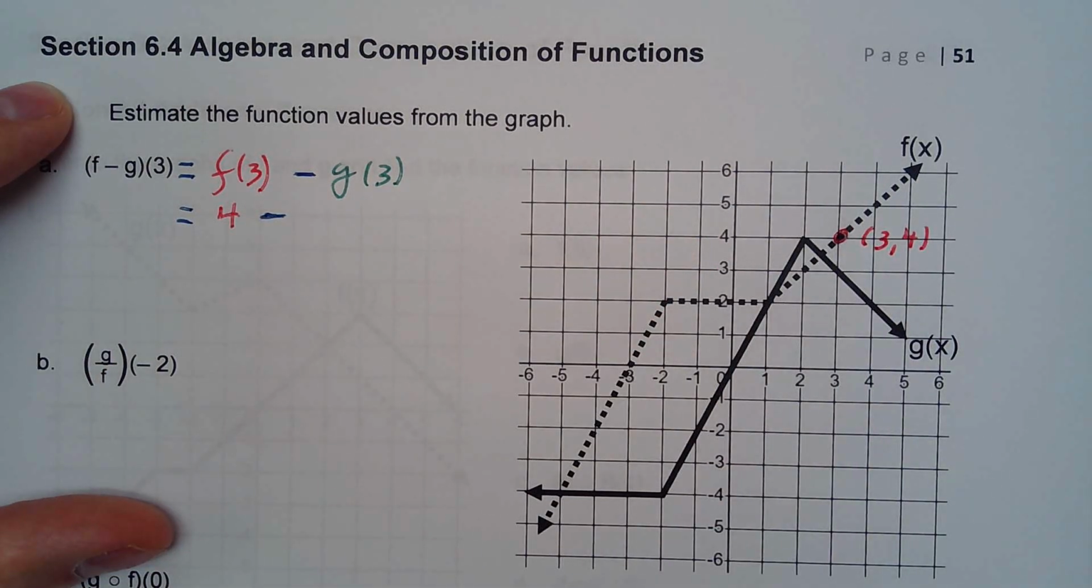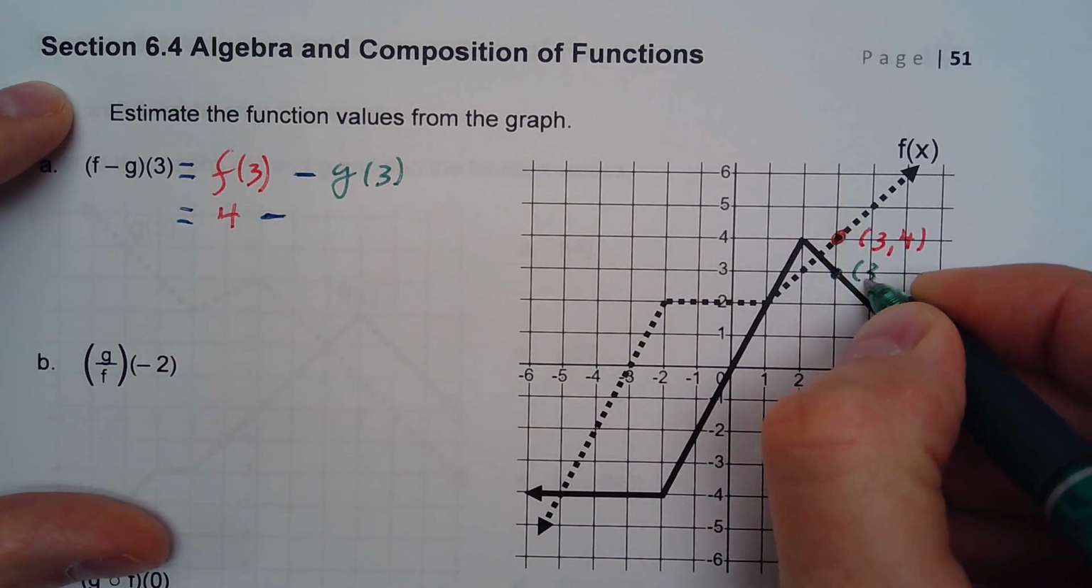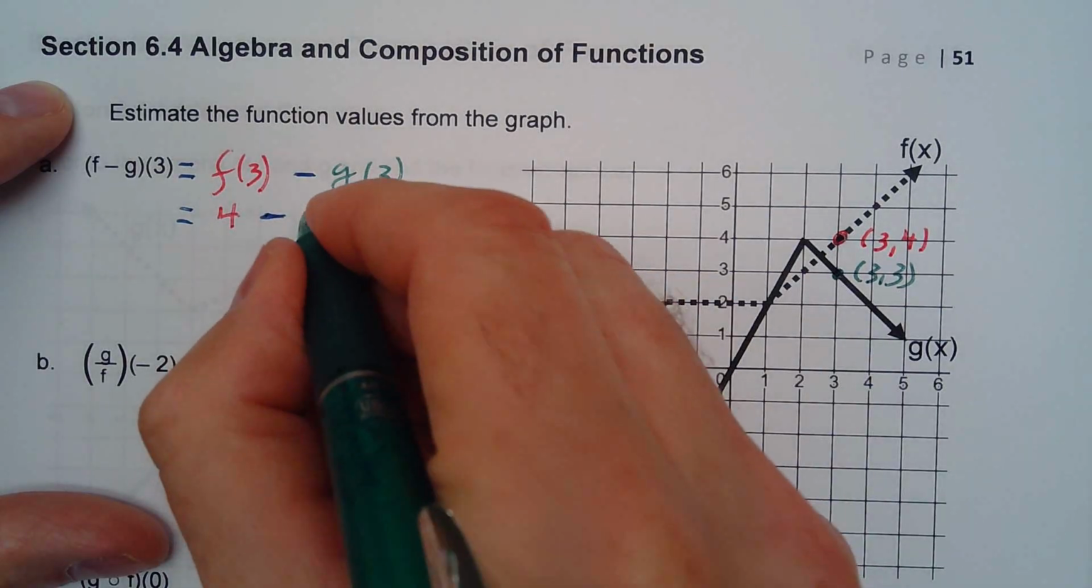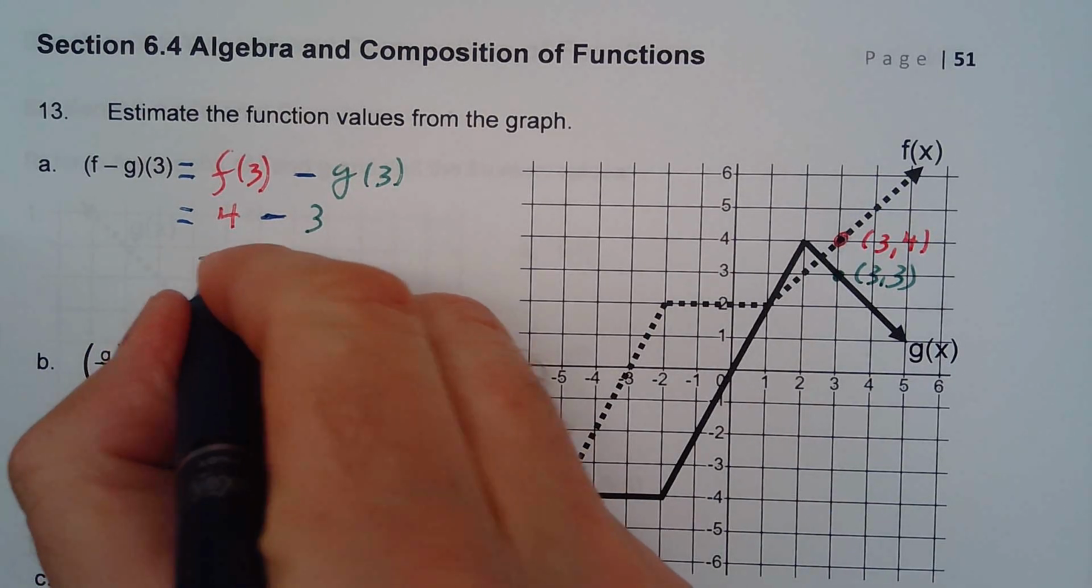And now I'm looking at g of 3. So that's 3, comma 3. So the y value is 3. So this is going to be 4 minus 3. And that's just a fancy way of saying 1.